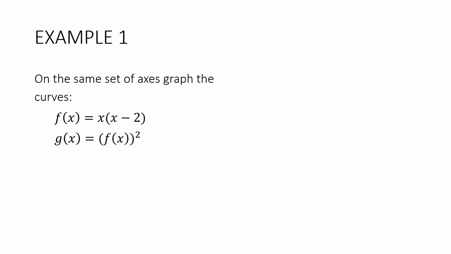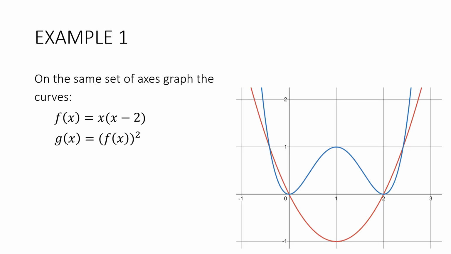So here's our first example. On the same set of axes, graph the curves f of x is equal to x times x minus 2 and g of x is equal to the square of f of x. Now I've just done this on Desmos, let's talk it through.